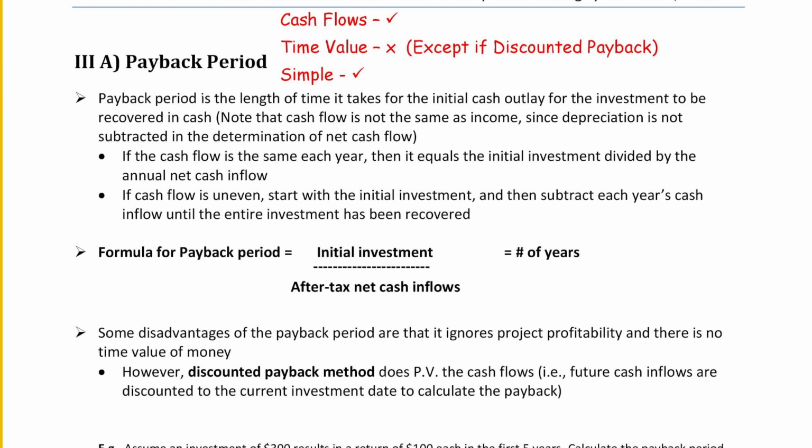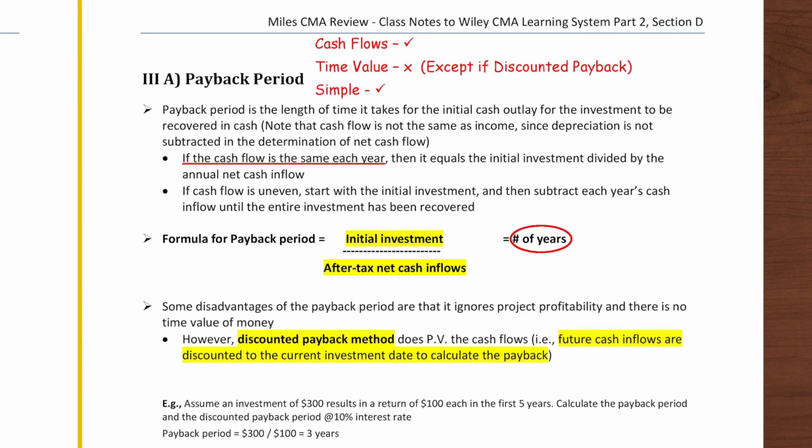Now the first supplement there, underline, if the cash flow is the same every year, then we can use our formula, highlight initial investment divided by after tax net cash inflows. And put a circle around number of years. Highlight discounted payback method and highlight future cash inflows are discounted to the current investment date to calculate the payback. So as I said, discounted payback method, it does use time value of money.